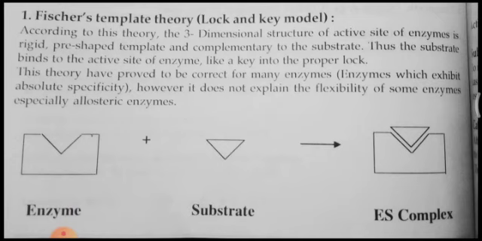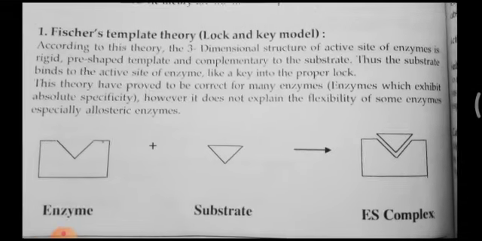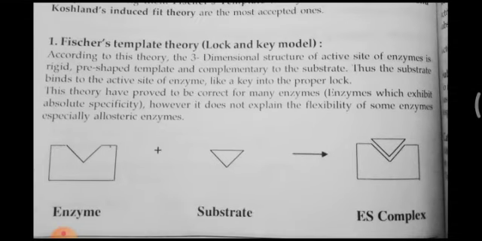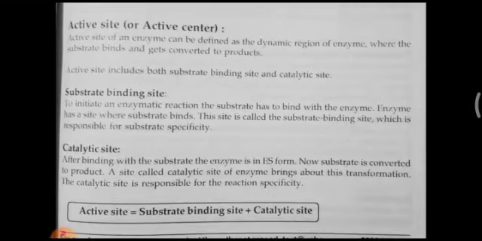So E plus S gives the enzyme substrate complex. You can see the shape of the substrate and the active site where it is binding to the enzyme is similar in shape. This is the theory proposed by Emil Fischer called the template theory or lock and key model. Next we are going to see what is the active site.